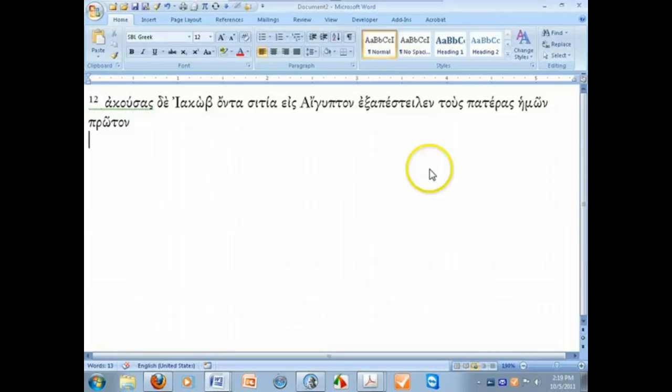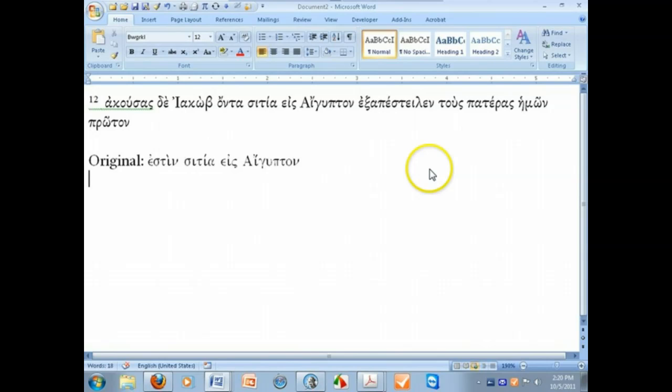So the phrase onta satia, the original is esten satia en Aigupto. That's the original sentence. Esten satia. There is wheat in Egypt.